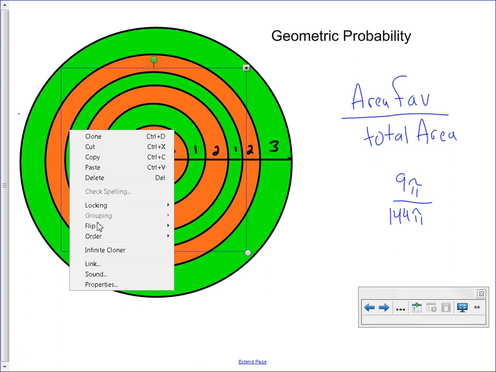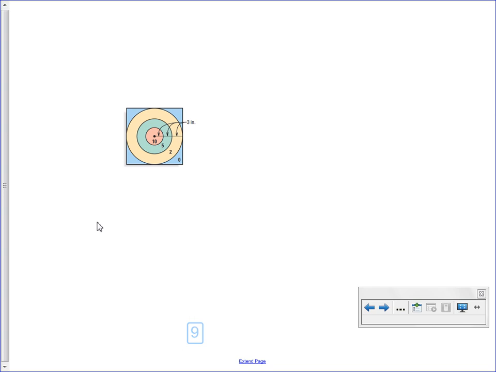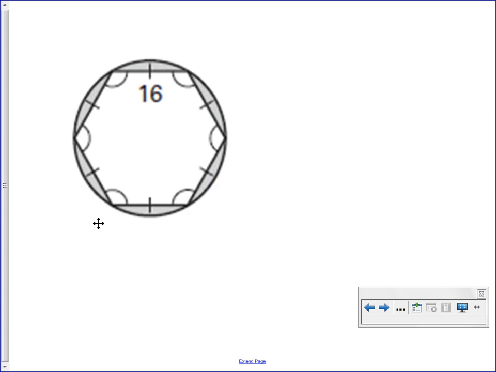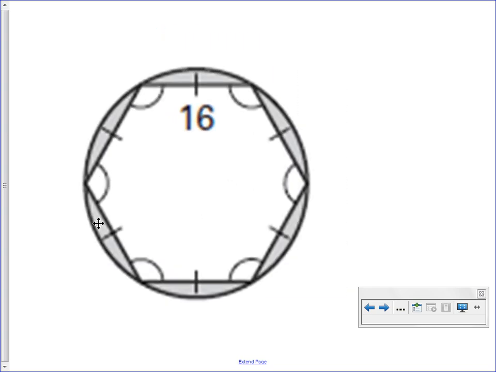Now, real fast though, I did want to spend a minute to remind you guys of how to find areas. It's 1/2 perimeter times apothem. When you're dealing with your perimeter apothem stuff, there's a lot of things you have to take into consideration. Yes, the formula is 1/2 perimeter times apothem.